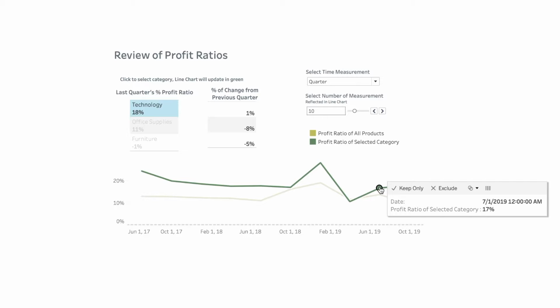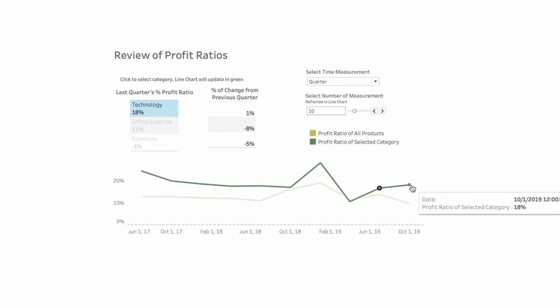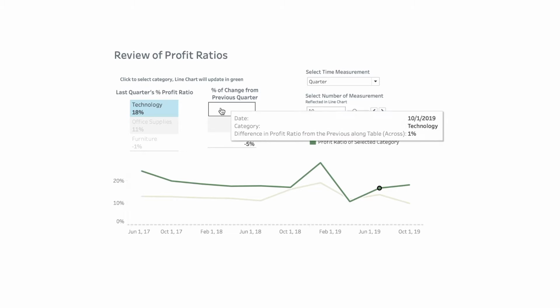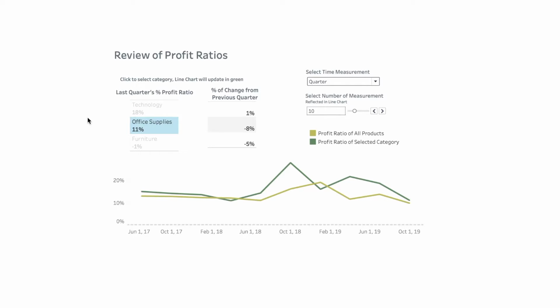Last quarter began on July 1st, where they had 17% of profit ratio. In October, the end of the quarter, they had risen 1%. That's where the change from previous quarter is getting its information from. Office supplies had 11% of a profit ratio and went down 8% from the previous quarter.